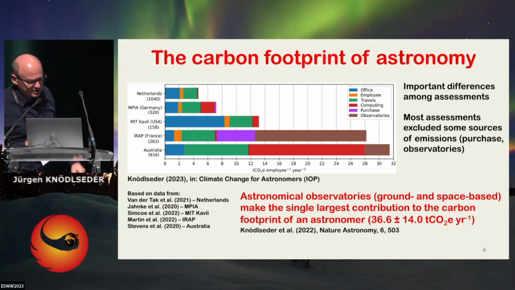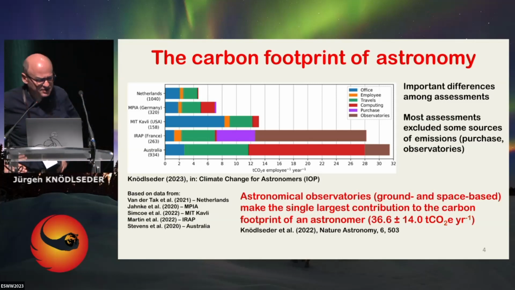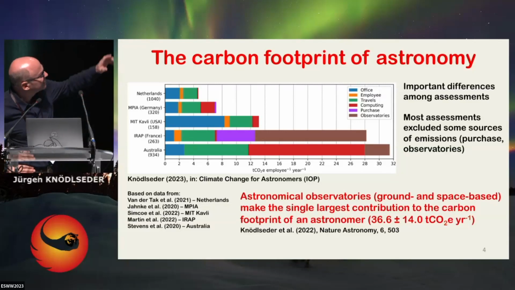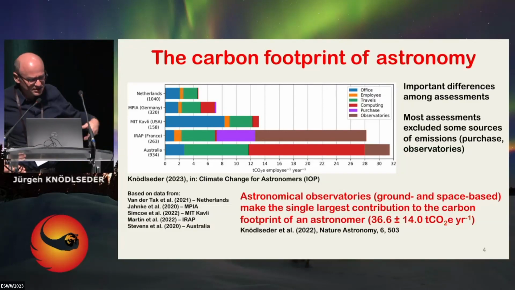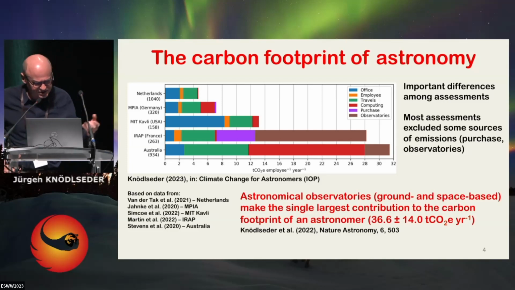And the first thing that you recognize, here you see the carbon footprint per employee in these communities or in these labs. And by the color code, you see different sources of impact of greenhouse gases. Office means basically the building, heating, electricity, and so on. Employer means everything that relates to the employees, commuting, lunch, and so on.